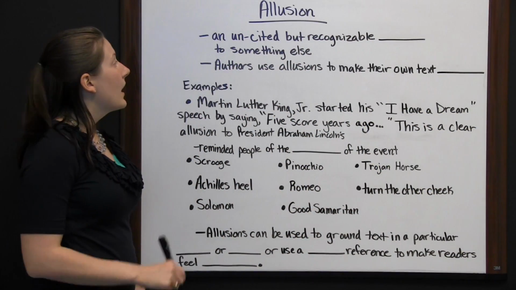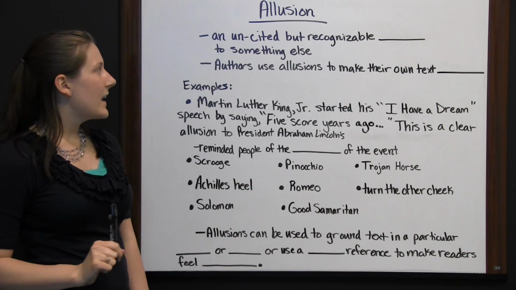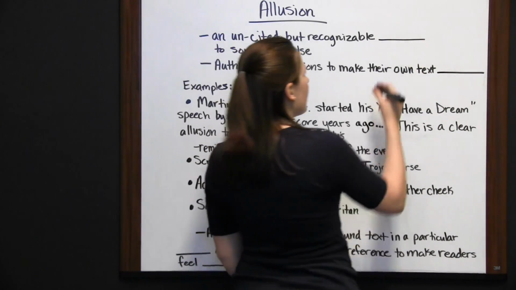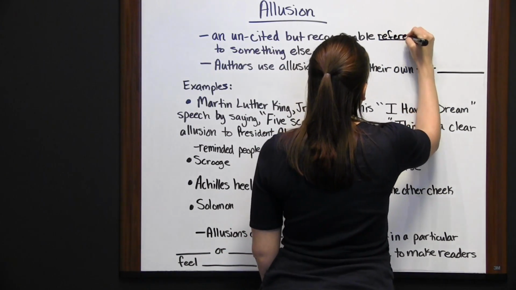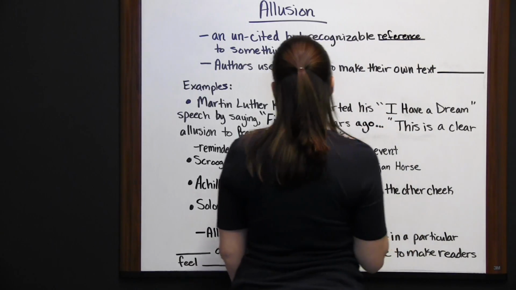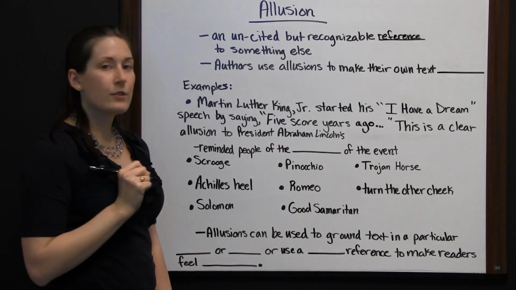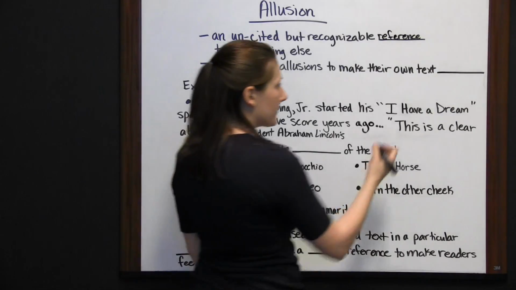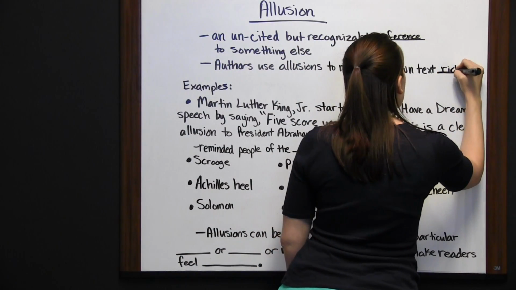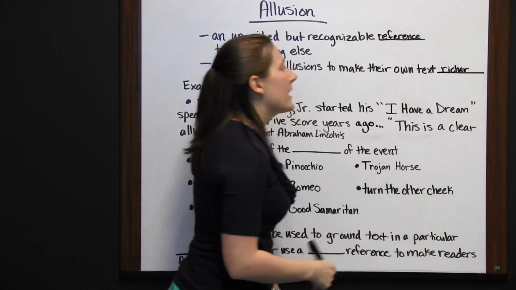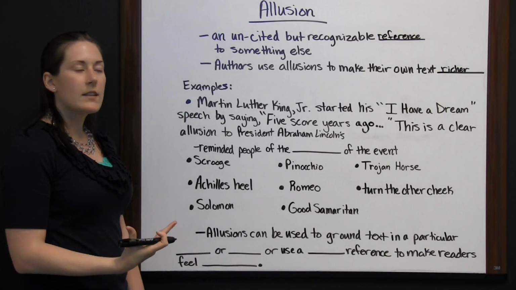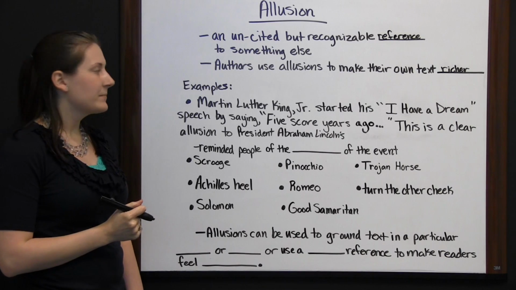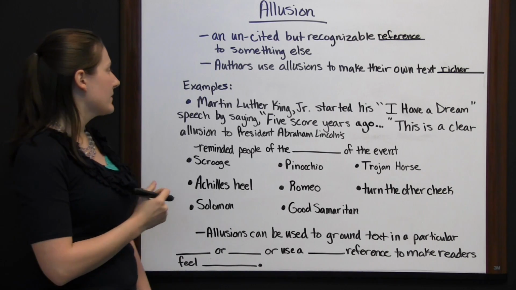Allusion. Allusion is an uncited but recognizable reference to something else. Usually it's going to be a reference to something else in literature. Authors use allusions to make their own text richer. When an author uses an allusion, it gives their own writing the same significance or context that the allusion had. Let's look at some examples.